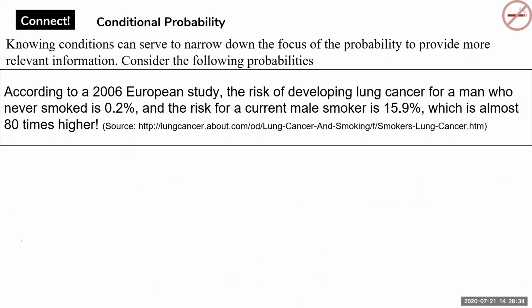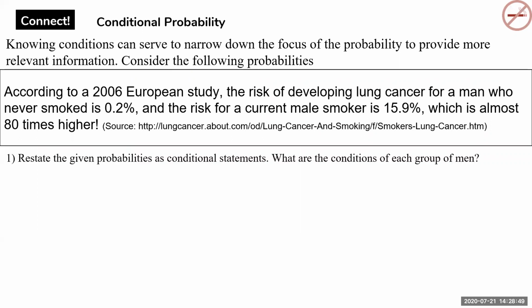Good. So here we are looking at how you can get the meaning of a conditional statement or probability out of research. We look at the various interpretations. According to the 2006 European study, the risk of developing lung cancer for a man who never smoked is 0.2%, and the risk for a current male smoker is 15.9%, which is almost 80 times higher.